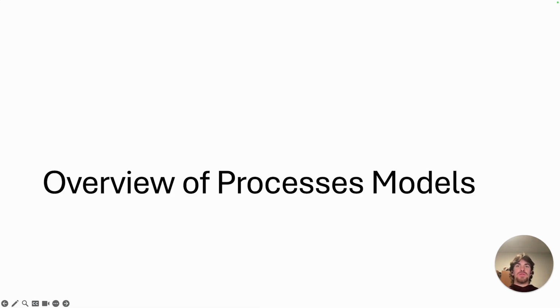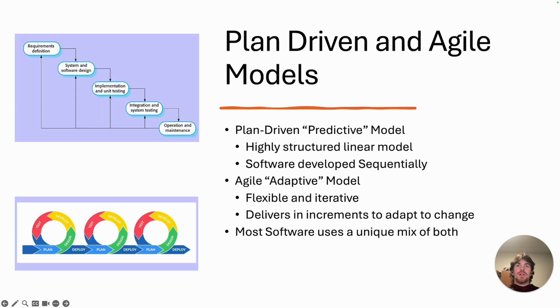So now we're going to move into an overview of the process models themselves. Our first two are plan-driven, or your predictive model, and then your agile, or adaptive model. Plan-driven processes are highly structured with detailed plans, schedules, and requirements all defined upfront. These processes rely on a linear or sequential progression of stages, making them suitable for projects with stable requirements where predictability and thorough documentation are essential.